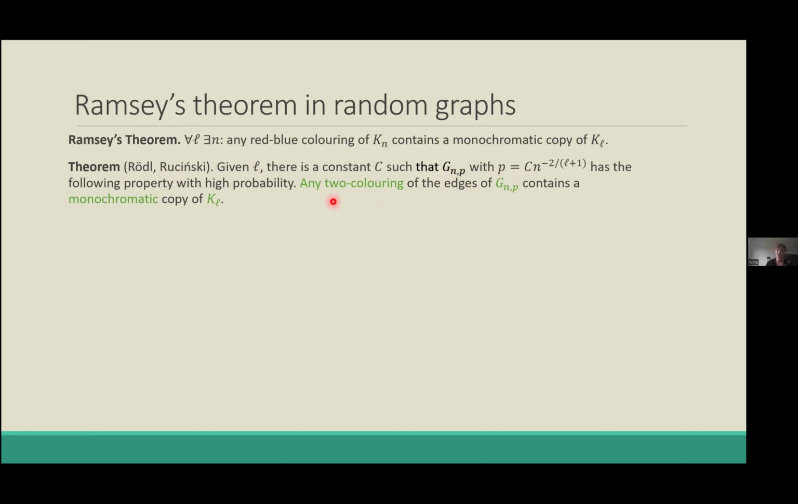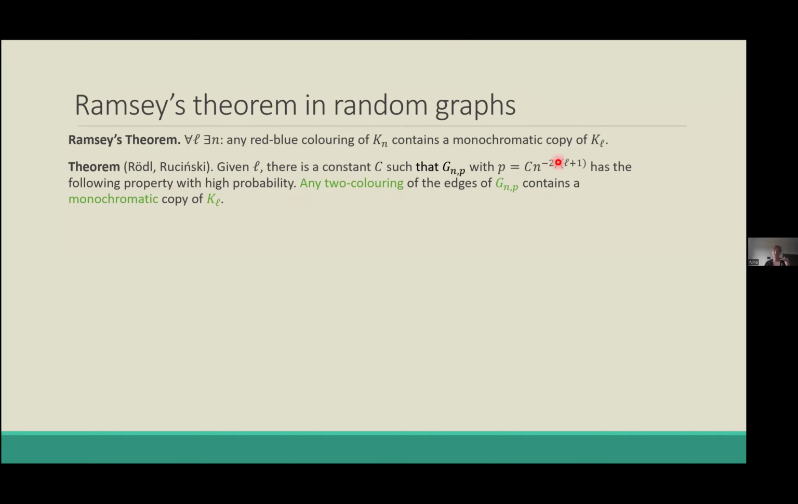But first of all, our host graph is G(n,p). So we have n vertices, and each edge appears independently with probability p. And this p can be a function of n, and it usually is. The property of interest is this robustness: any two-coloring of the edges contains a monochromatic copy of KL. And we want this property to hold with high probability, so with probability tending to 1 as n tends to infinity. We're interested in minimizing the density, or rather we're interested in the threshold.